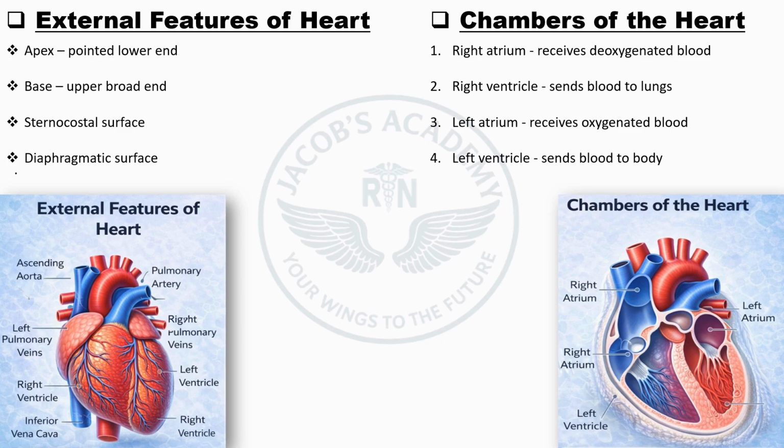The left atrium receives oxygenated blood from the lungs through the pulmonary veins. And the left ventricle pumps oxygenated blood to all parts of the body through the aorta. The chambers of the heart work together to maintain continuous blood circulation in the body. Here you can see the image of the external features and chambers of the heart.